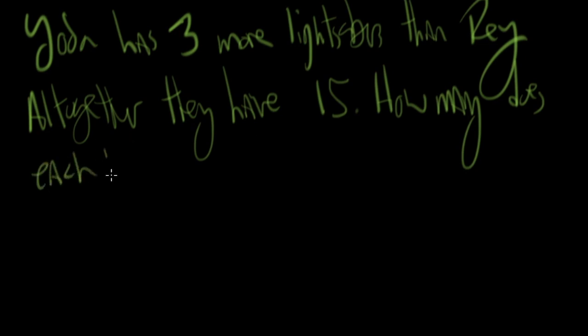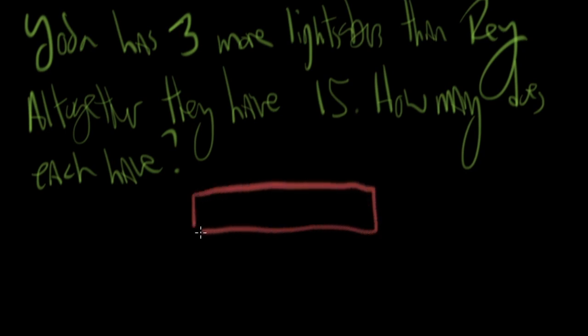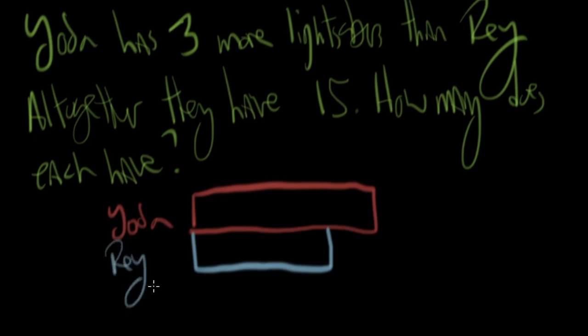So we want to go and represent this. So Yoda has 3 more lightsabers than Rey. So ask yourself, who has a bigger bar? And of course, if Yoda has more, Yoda's bar is going to be bigger. So all you do is you just draw a bar. And you say this is Yoda's. And I'm going to go and draw Rey's. It doesn't really matter how much smaller Rey's is. It's just really important that you have Rey having a smaller one. Okay, that's the important part.